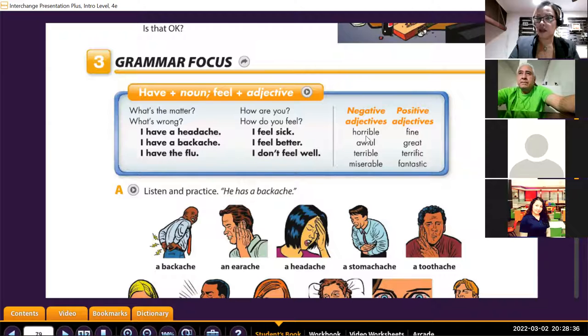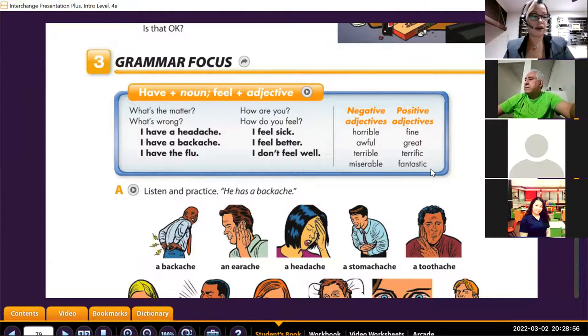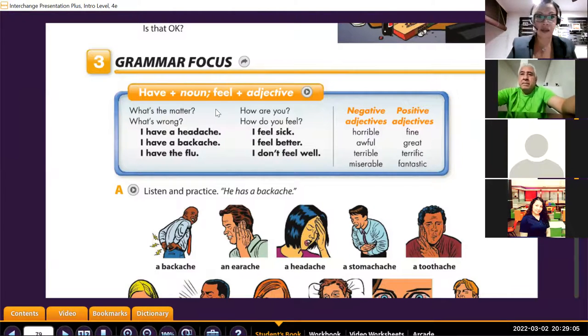Un adjetivo negativo sería horrible. Sí, me siento horrible. Eso no es bueno, es algo negativo. Then we have awful, terrible, miserable. Positivos, buenos, es fine, great, terrific, and fantastic. Vamos a escuchar el audio y ustedes pueden practicar y repetir en casa, que es el mismo vocabulario, el mismo grammar focus que vieron en el video.